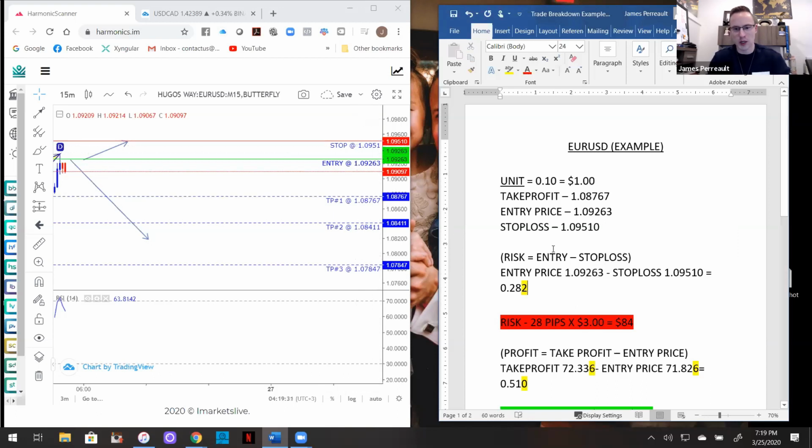I'm just going to bust out a calculator here for easy reference. And you guys can do this as well if you want to follow along. So 1.09263 minus 1.09510. Okay, guys, you see that? This is what we're doing here right now, okay?